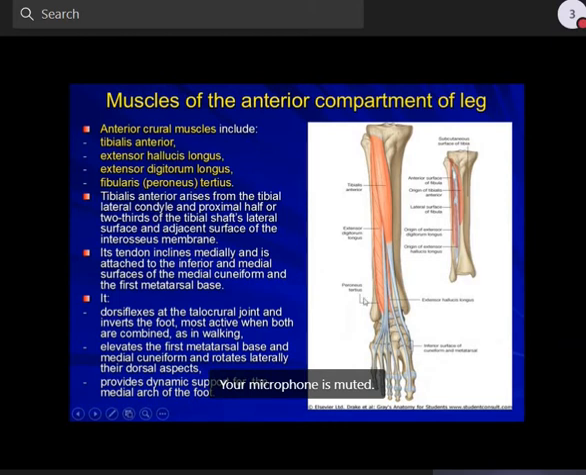As you can see, all these three muscles, tibialis anterior, extensor hallucis longus, and extensor digitorum longus, pass in front of the talocrural joint, and so are responsible for dorsal flexion, or just dorsiflexion.